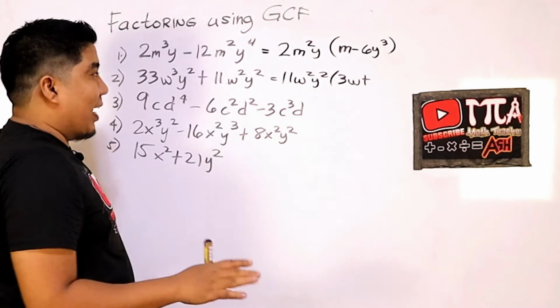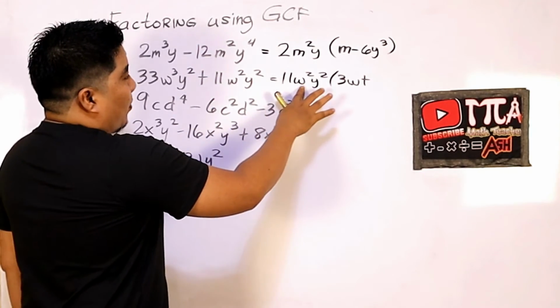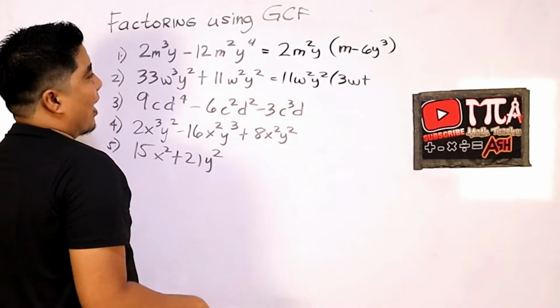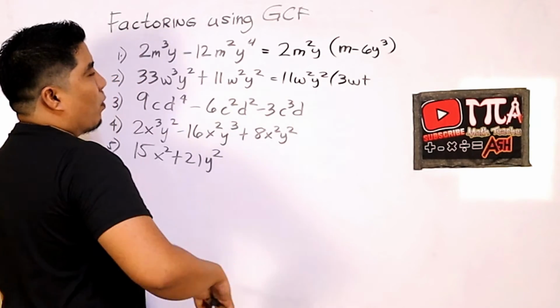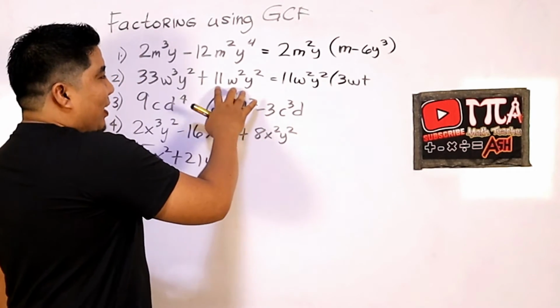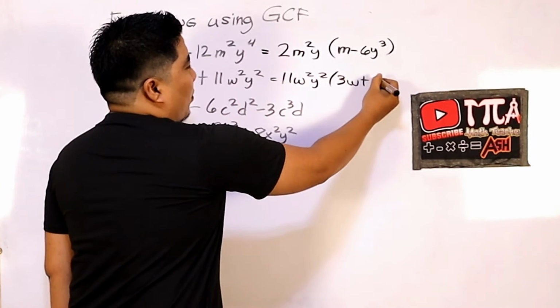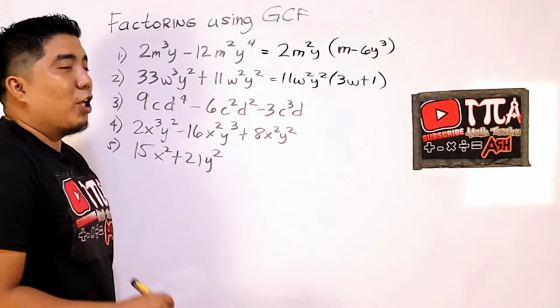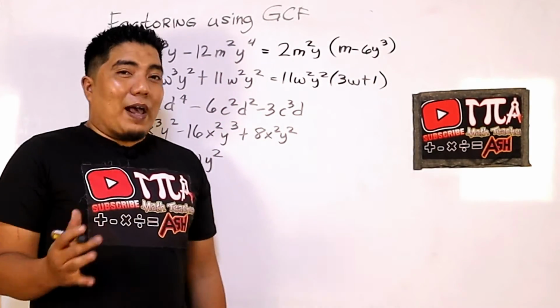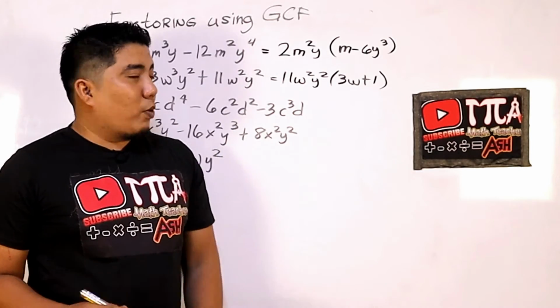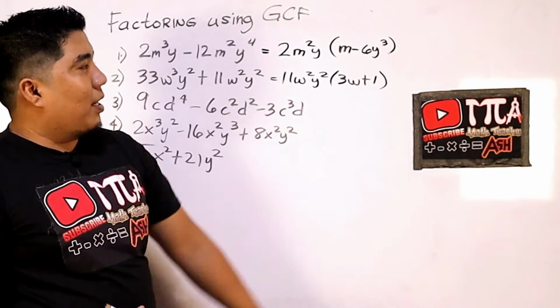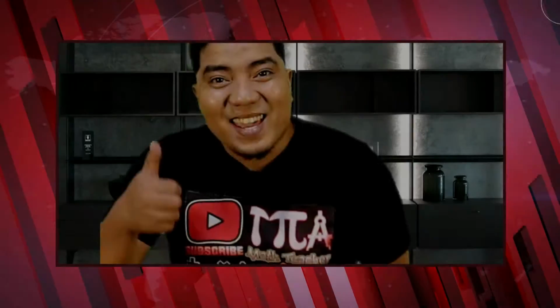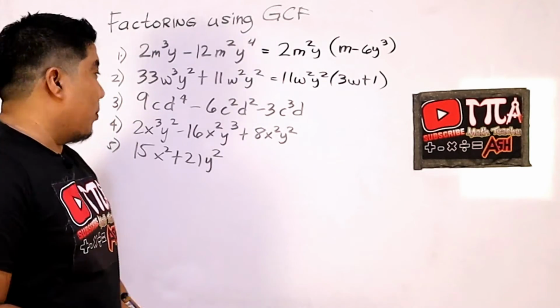I'll just set that aside. W squared divided by w squared, that is still cancelled. Y squared divided by y squared, that is cancelled. Then this is identical to this one, so I will be putting 1 here. Okay, so my two factors are 11w squared y squared and the binomial 3w plus 1. Easy, right? Okay, how about problem number 3?